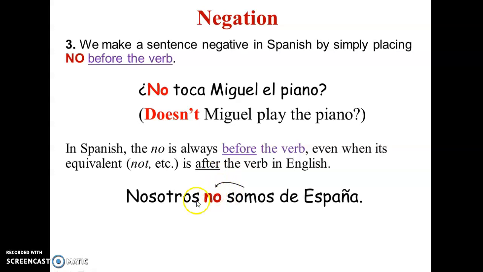Even when it's after the verb in English. I have an example here. Nosotros no somos de España. This is a correct sentence in Spanish. We are using the negation in front of a conjugated verb. We are saying we are not from Spain. Even though in English we use the conjugated verb and then the negation, in Spanish we have to do the opposite. Negation first.